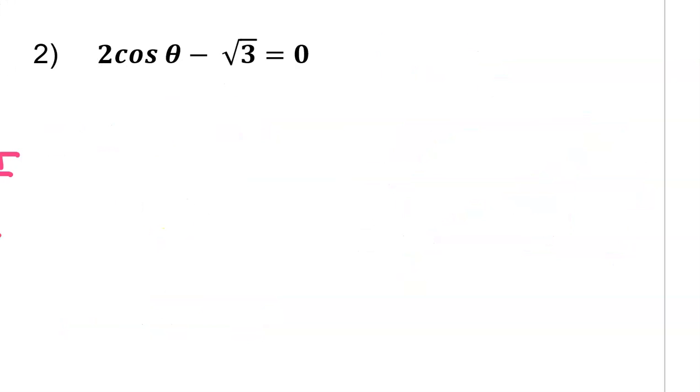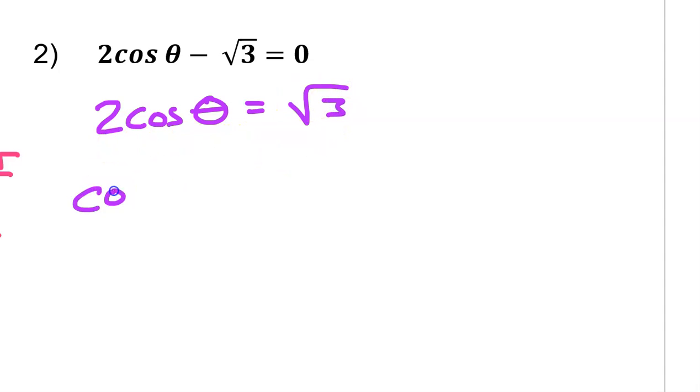Moving on to problem number 2. First, we have to get cosine theta by itself. If I add radical 3 to both sides, I will have 2 cosine theta is equal to radical 3. Dividing both sides by 2 gives us cosine theta is equal to radical 3 over 2.